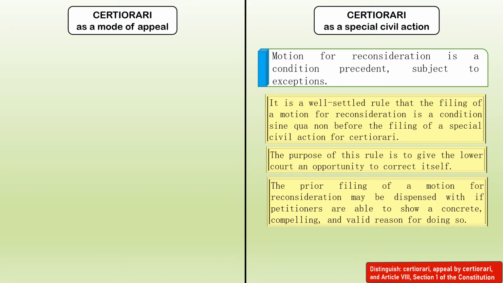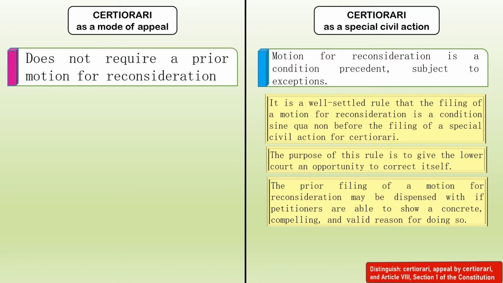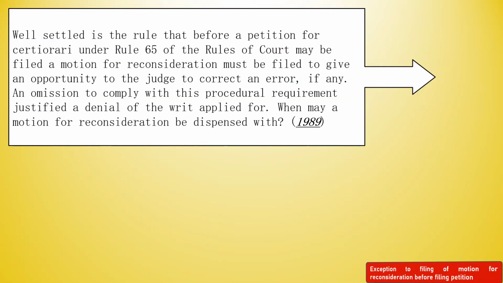How about in Rule 45? Is MR also a sine qua non condition? Hindi. It does not require a prior motion for reconsideration. 1989 bar exam question. Well settled is the rule that before you can file your petition for certiorari under Rule 65, you have to file your motion for recon to give the judge an opportunity to correct an error. An omission to comply with this procedural requirement justifies a denial of the writ applied for.